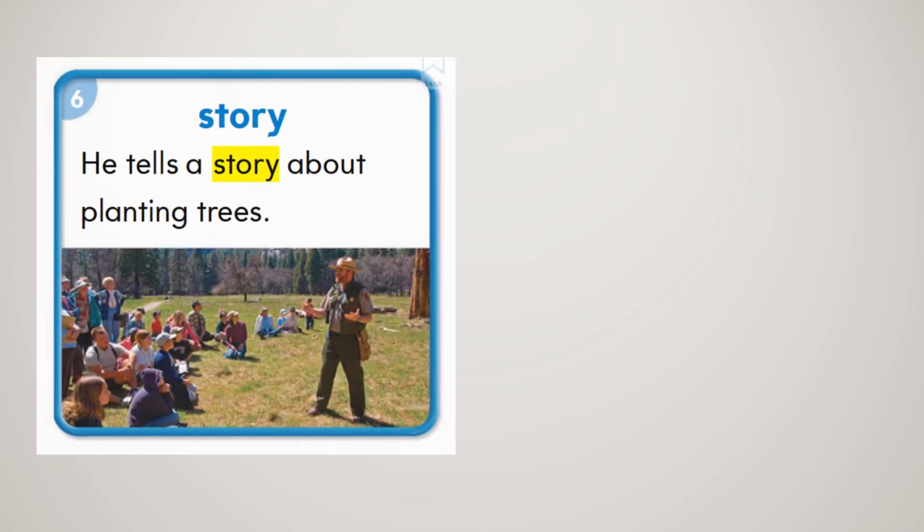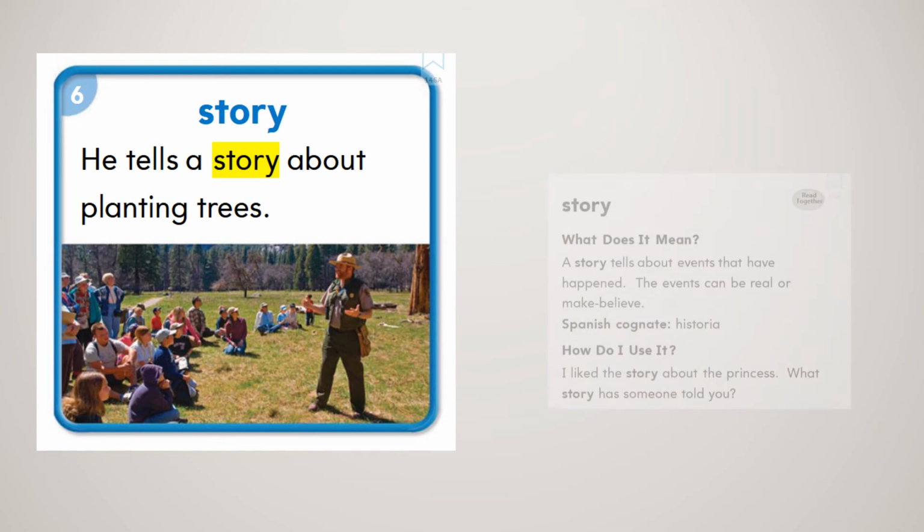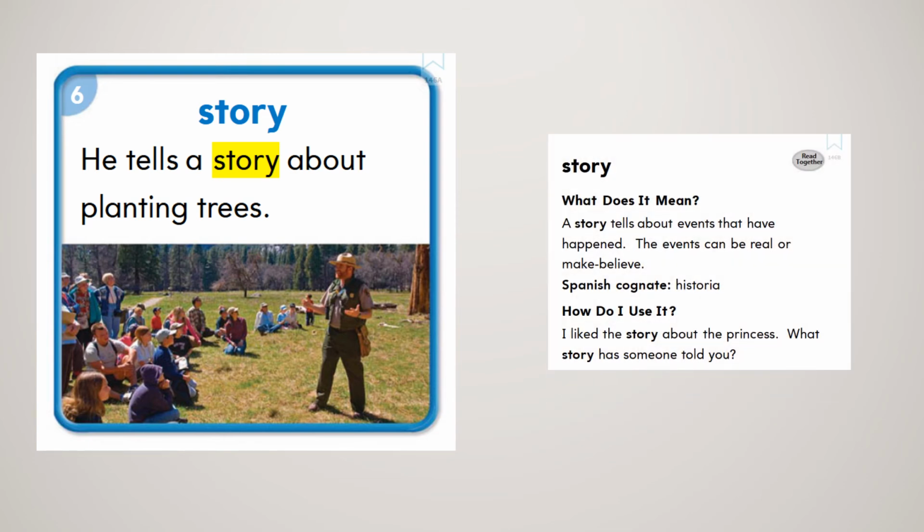Let's look at the next word. Story. He tells a story about planting trees. Story. What does it mean? A story tells about events that have happened. The events can be real or make-believe. How do I use it? I liked the story about the princess. Or, what story has someone told you?